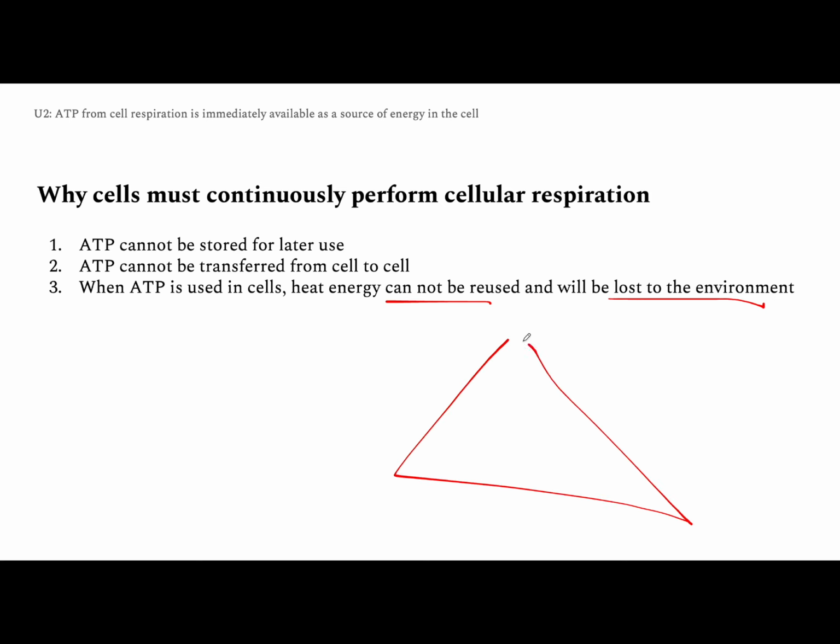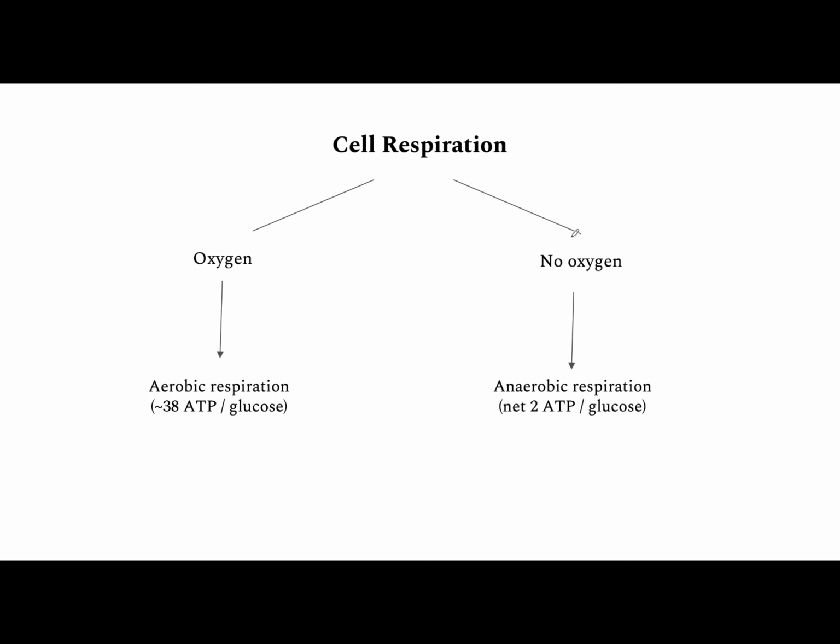Which is why when you look at a food pyramid, for example, the amount of energy that passes from one trophic level to another is only about 10%. This is because heat energy is lost to the environment. So cellular respiration can either proceed with oxygen or without oxygen.